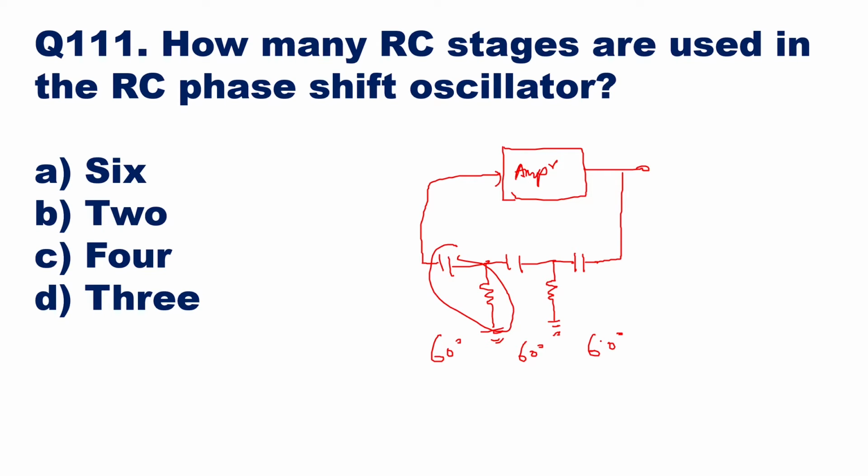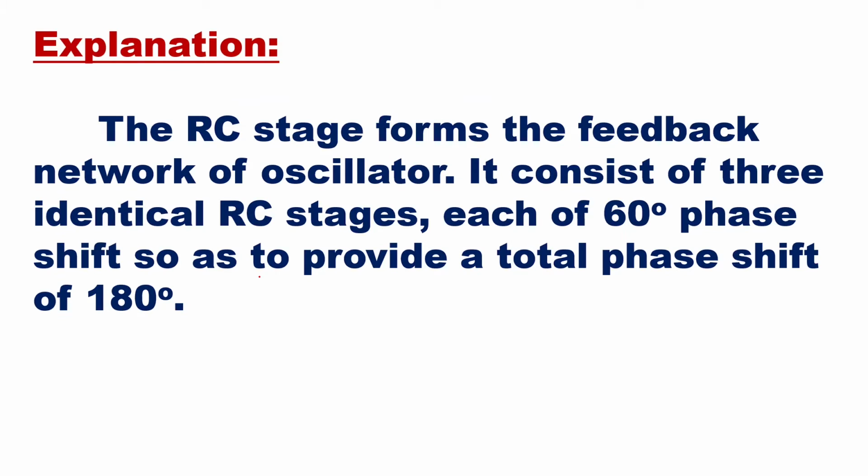Here the question is, how many RC stages are used in an RC phase shift oscillator? The RC stages used are three. So three RC stages are used in an RC phase shift oscillator. Here you can have the explanation. The RC stage forms the feedback network of the oscillator. It consists of three identical RC stages, each of 60 degrees phase shift, so as to provide a total phase shift of 180 degrees.